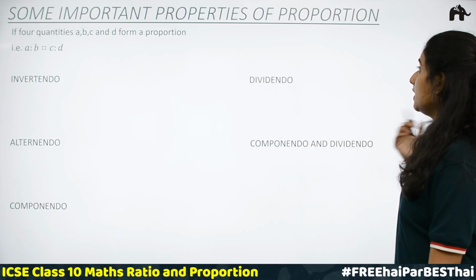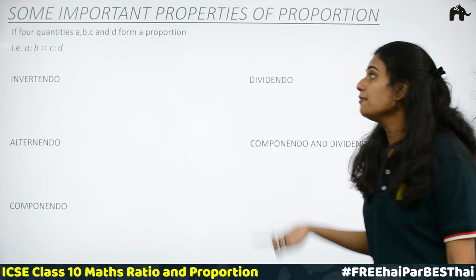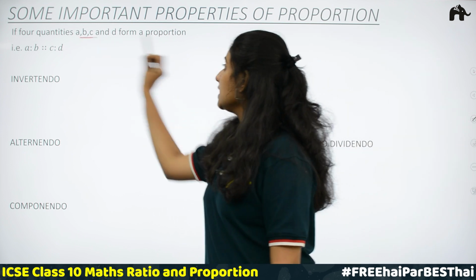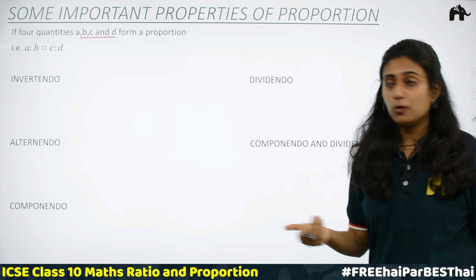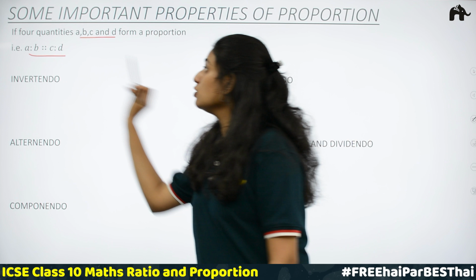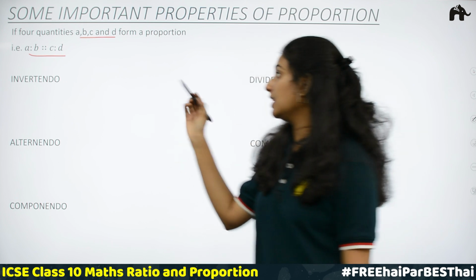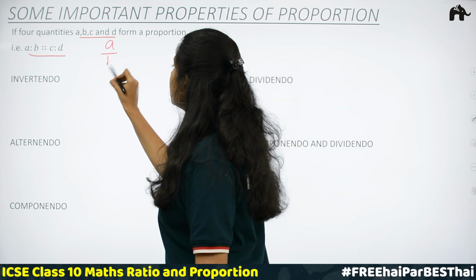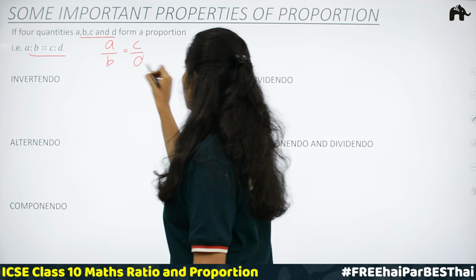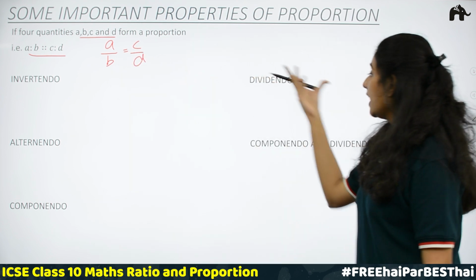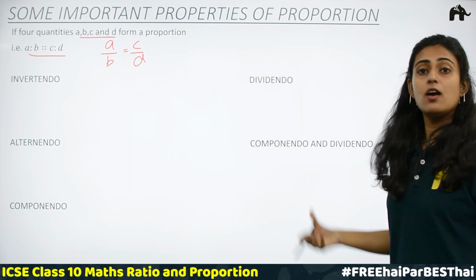Important properties of proportion. If you have four quantities A, B, C and D, they form a proportion which can be expressed as A is to B as C is to D. That is, A by B is equal to C by D. Then we have five different properties. Let's see what they are.